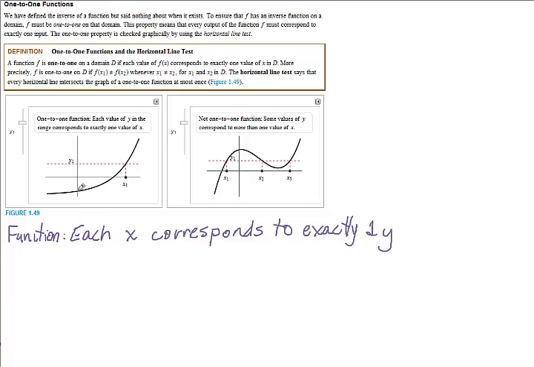You'll notice this function here passes what we call a horizontal line test. This function does not pass the horizontal line test because this value of y corresponds to 3 different values of x. In other words, this y is really cheating on his little x's that he's got going on here. A one-to-one function is like a monogamous kind of relationship.